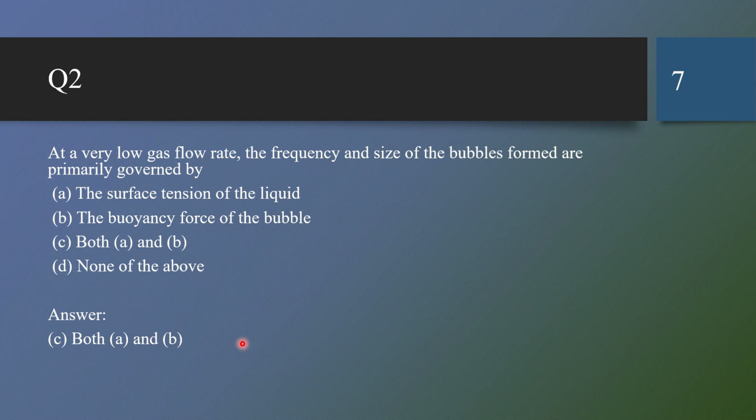Basically, surface tension force plays a major role in deciding the bubble size and its formation. So, at a very low gas flow rate, the frequency and size of the bubbles formed depend on the surface tension of the liquid, and the buoyancy force of the bubble naturally plays a role in these types of things. So the answer is both A and B, which is option C. So the right answer is option C.